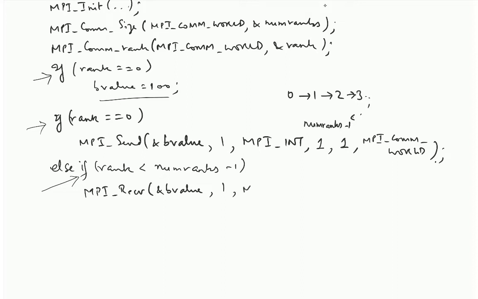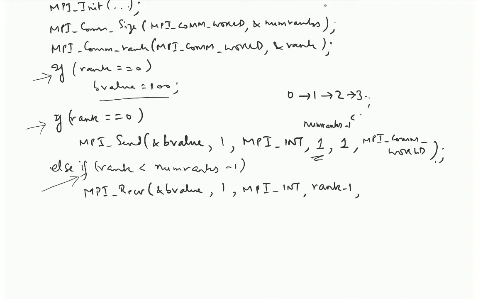Count, then type, which is MPI int, then source. I can't say 0 here. This code is executed by all the ranks, so I simply say rank minus 1. Whatever my rank is, I want to receive from rank minus 1. Here I could afford to write 1 because this was being executed only for rank 0. Small things, but it's important to realize these.